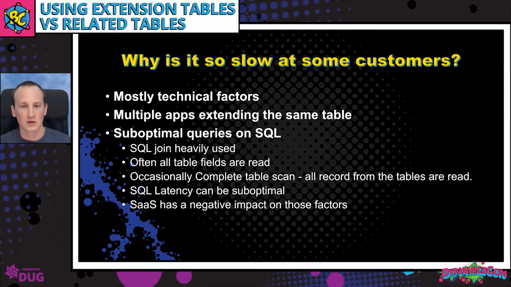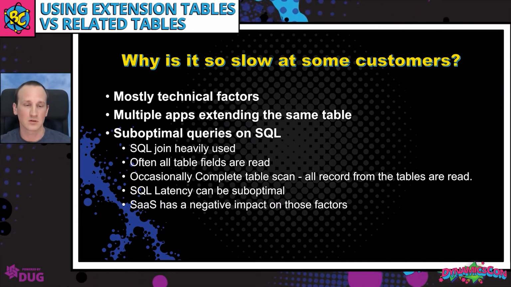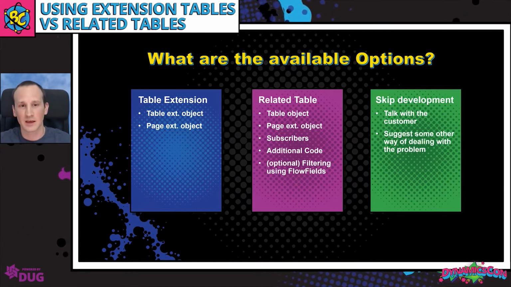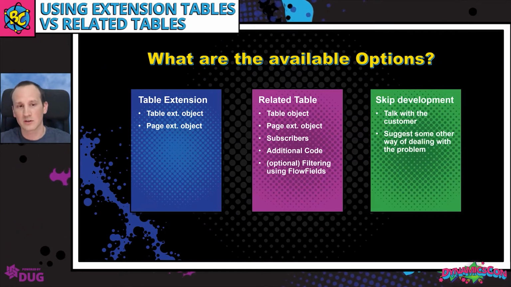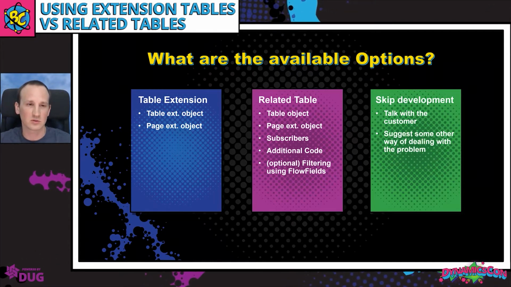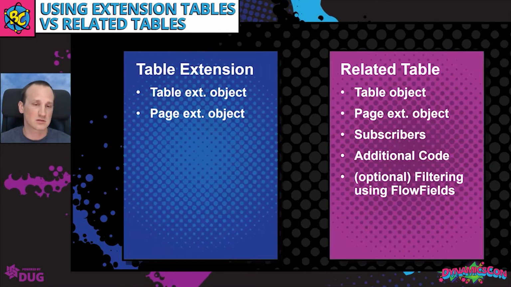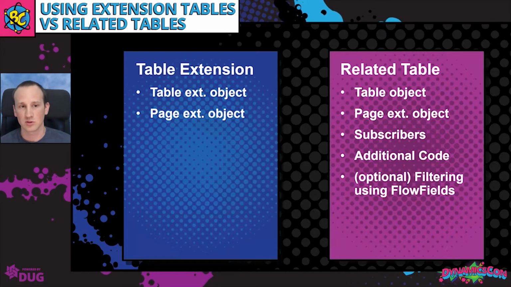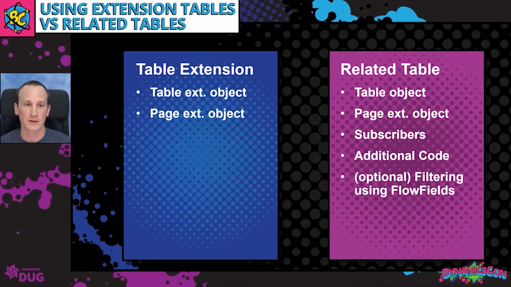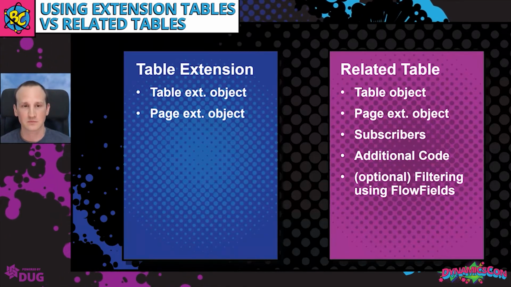So what are the options when we want to add a field on a table? At the moment, I see three options, and we'll talk about the advantages and downsides of those approaches. The table extension is pretty straightforward. You need to create a table extension and page extension in order to achieve the goal. And the goal can be achieved in a matter of minutes.